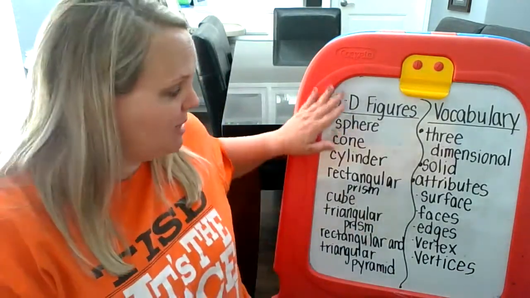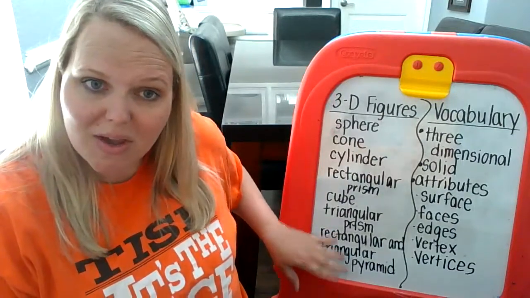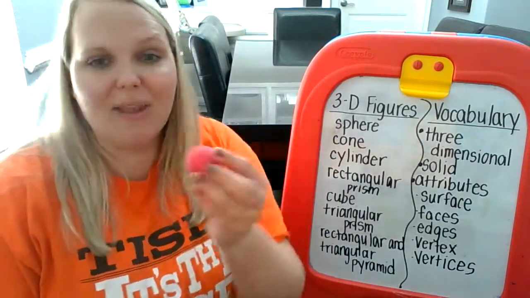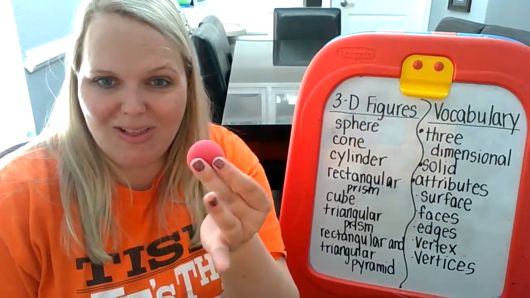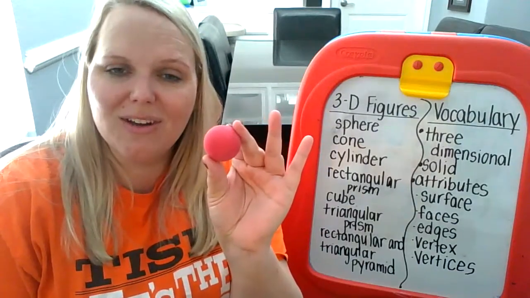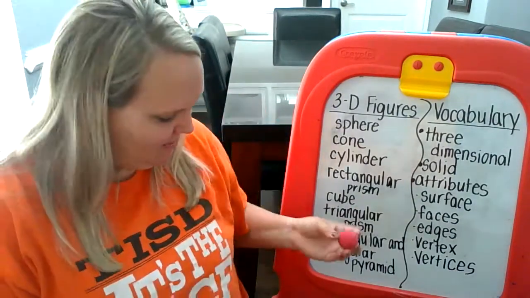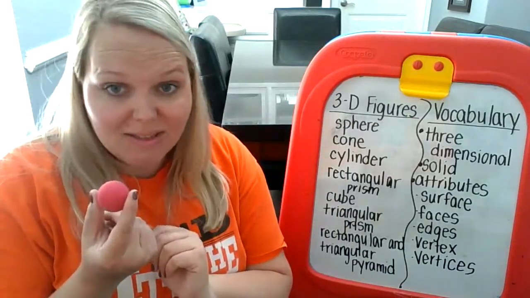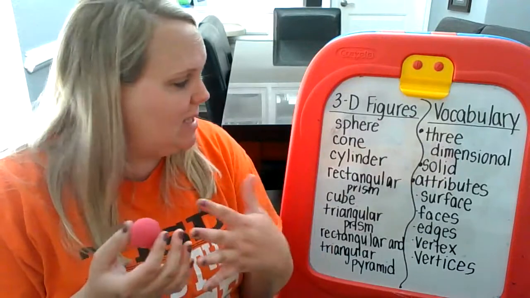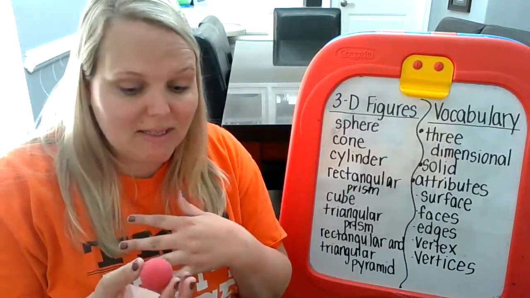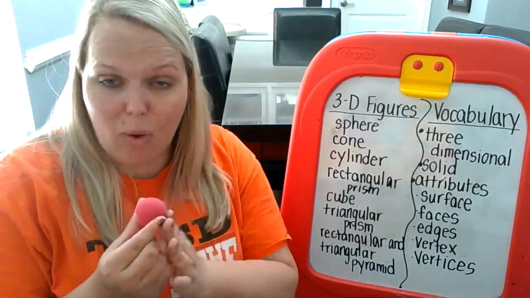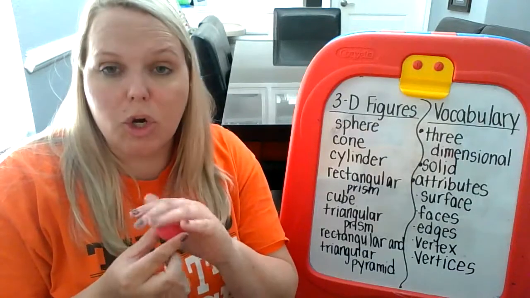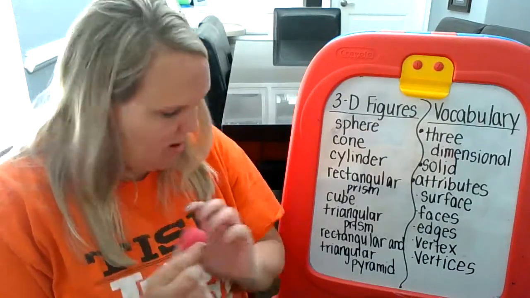These are the shapes that you're going to be working on for this week. We have a sphere. A sphere is just a ball. Can y'all say sphere? Good job. So the sphere just looks like a ball. It does not have any edges. It does not have any vertices. It does not have any faces, but it does have a surface. It has a rounded surface, a curved surface.